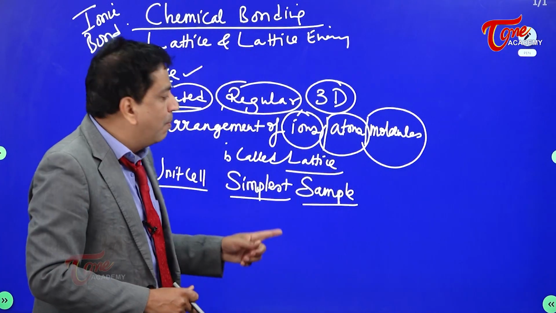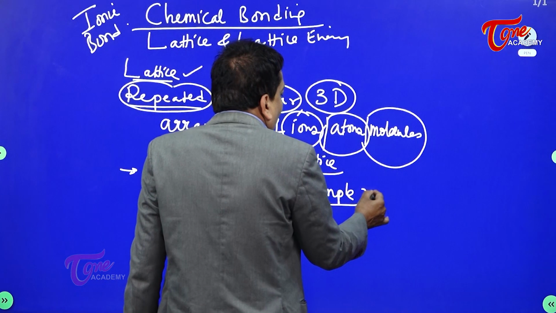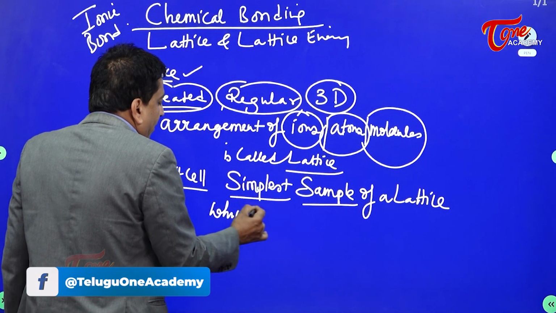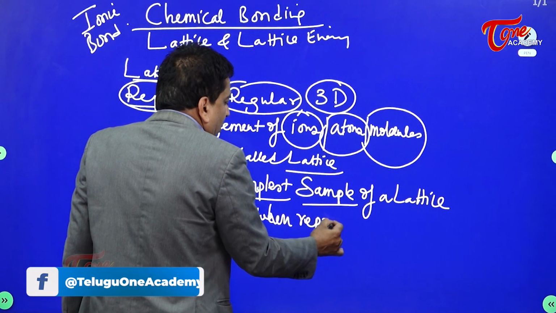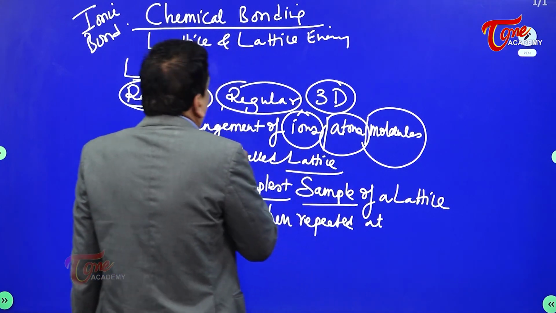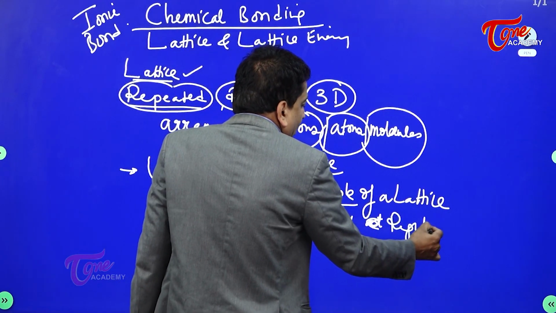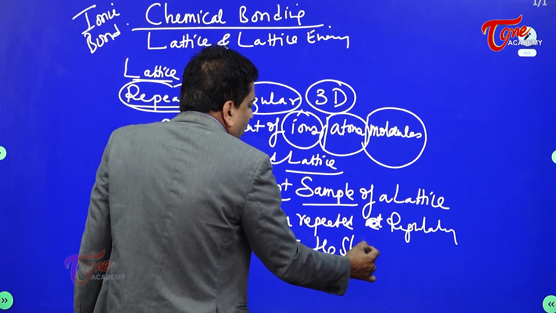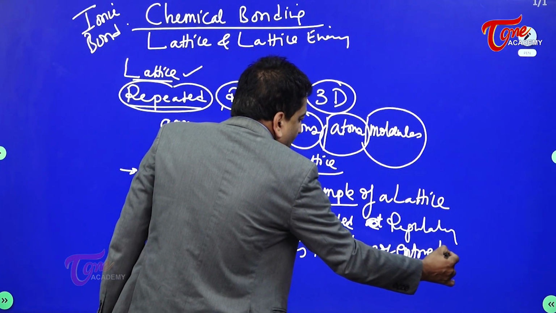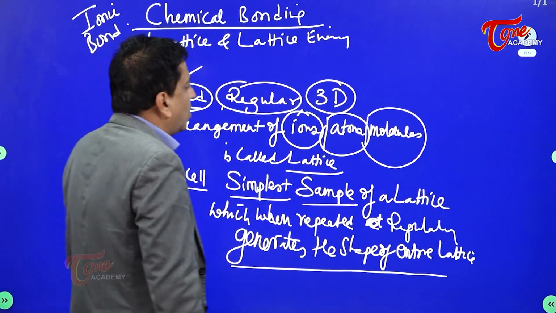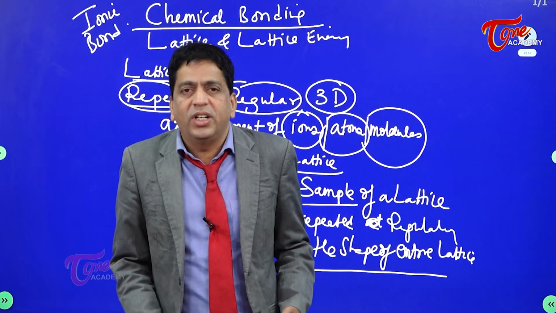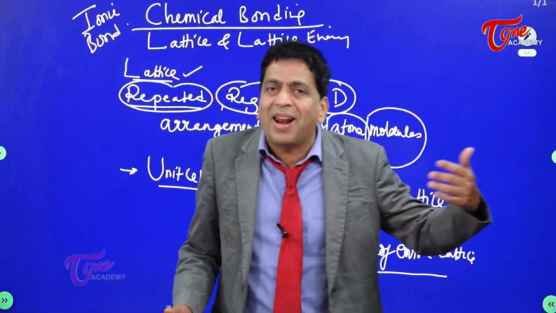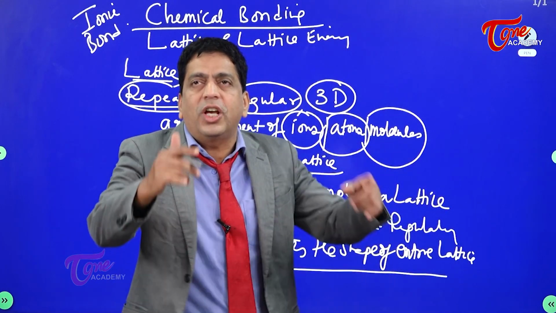The only thing I'm taking is the simplest sample of a lattice, which when repeated at regular intervals generates the shape of the entire lattice. From this definition, lattice is nothing but a unit cell, or a unit cell is nothing but the lattice. Both are synonymous. I'm just taking the simplest sample from the lattice, and this simplest sample, when moved at regular intervals, generates the shape of the entire lattice.